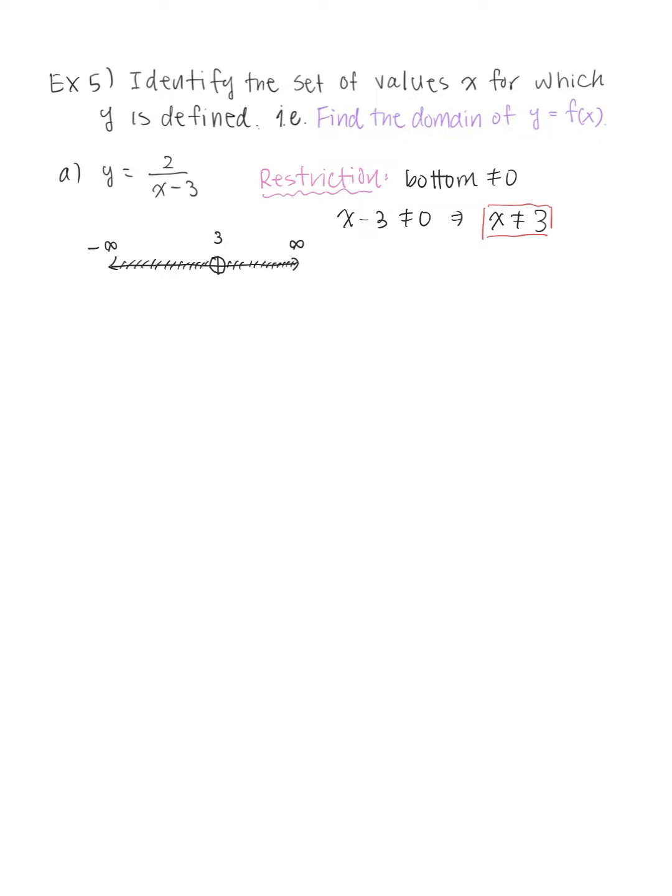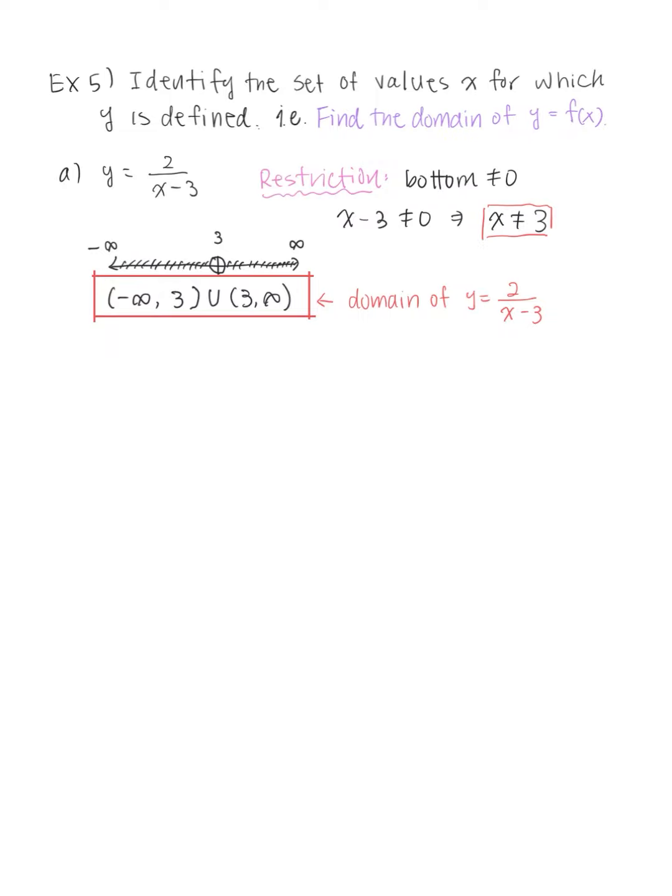So all you gotta do is translate it directly below. So what is that? We're gonna have negative infinity to 3. Now this is going to be an open parenthesis. That indicates that 3 is not included. And then we're going to have a union, 3 to infinity. And we call this the domain of y equals 2 over x minus 3.